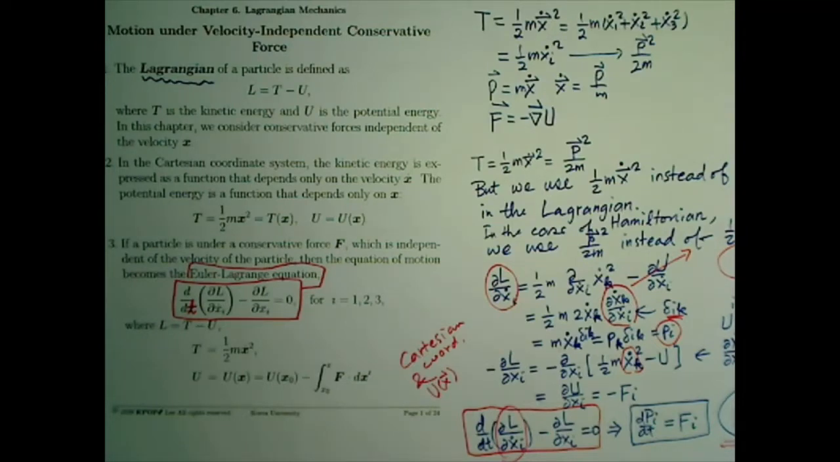Action is the time integral of the Lagrangian, and the Lagrangian is the kinetic energy minus the potential energy, that is a scalar function. And the integral of that scalar function, the integral of the Lagrangian, is action. Anyway, we end up with the same equation.